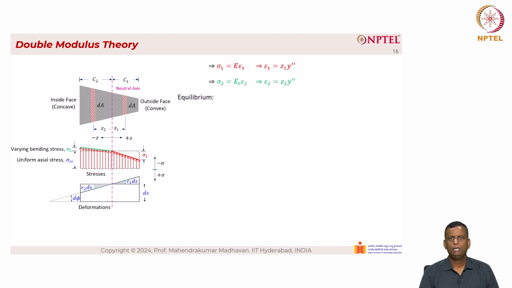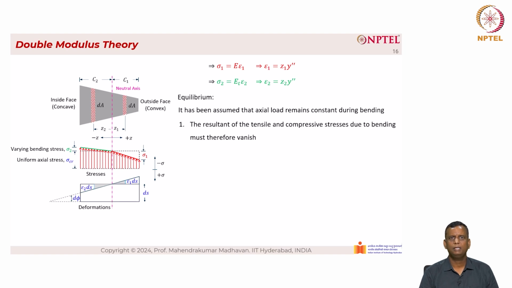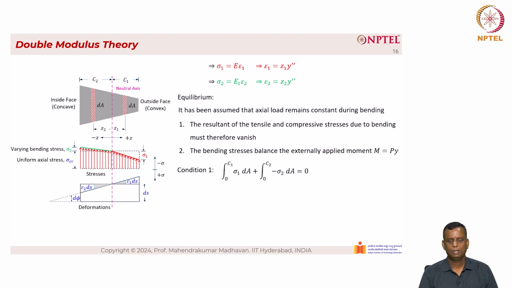Now, for equilibrium, it has been assumed that the axial load remains constant during bending. Therefore, condition number 1, the resultant of the tensile and compressive stresses due to bending must vanish. Number 2, the bending stresses balance the externally applied moment M equal to Py. Condition 1 indicates integral 0 to C1 sigma 1 dA plus integral 0 to C2 minus sigma 2 dA is equal to 0, where C1 is the distance from the neutral axis to the outside face and C2 is the distance from the neutral axis to the inside face, which is concave.